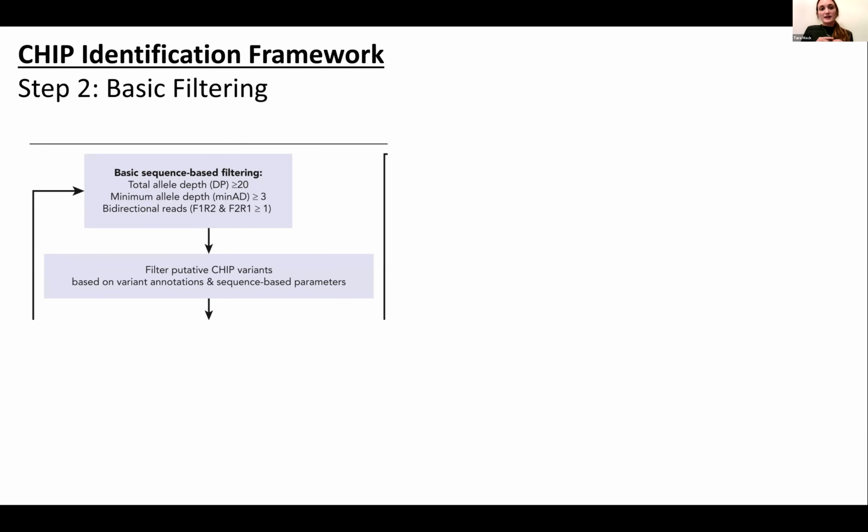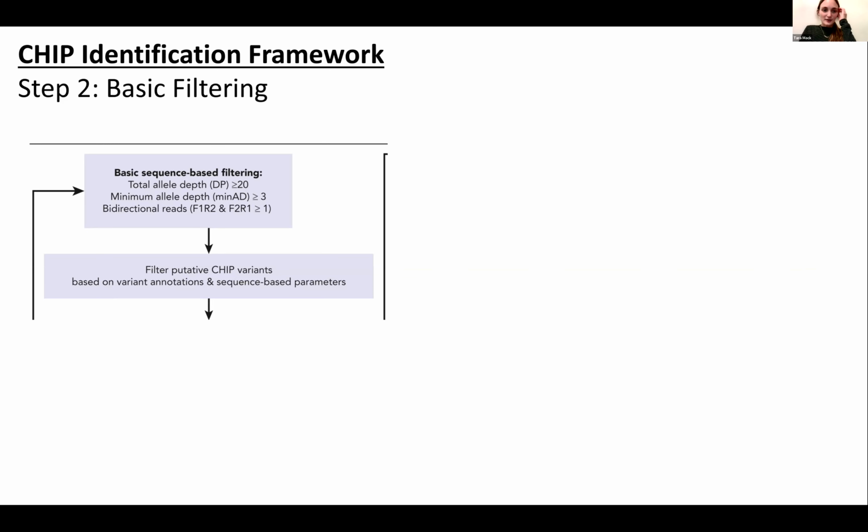And then we can get into basic filtering. This part of the pipeline is a really good step that would be applicable to really anyone using this framework. It would work in basically any cohort, just some basic stringent filtering that you want to do. The purpose of this is to make sure that you have high quality sequencing calls. To be confident in a CHIP call, you want to be confident that it was sequenced correctly and that it's actually a real variant that's present.